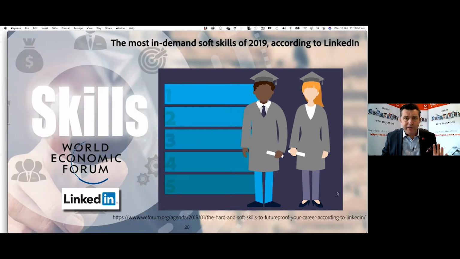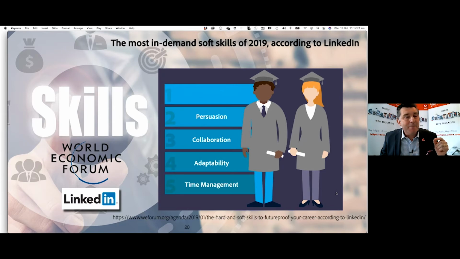Interesting. In a more recent study by the World Economic Forum, also with Microsoft's LinkedIn, they refined these as the most important or the most in-demand soft skills. And let's have a look at them. Time management, adaptability, collaboration, persuasion, and check out what is considered the #1 most in-demand soft skill, creativity.